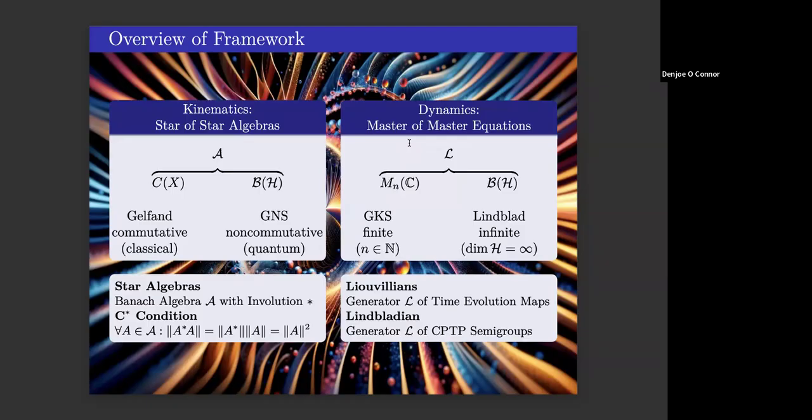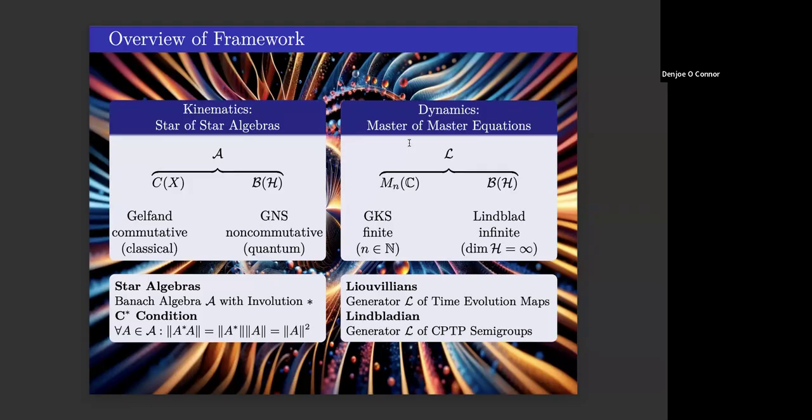And in both themes, I will have two cases. So for the star algebras, we have the commutative case, which is the classical case, which was characterized by Gelfand, which is just basically continuous functions on a compact Hausdorff space. And then the non-commutative generalization, the more general case, the quantum case, which is bounded operators on a Hilbert space, which is then given by the GNS, the Gelfand-Neumark-Segal construction.